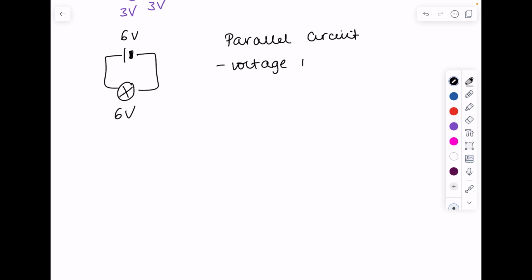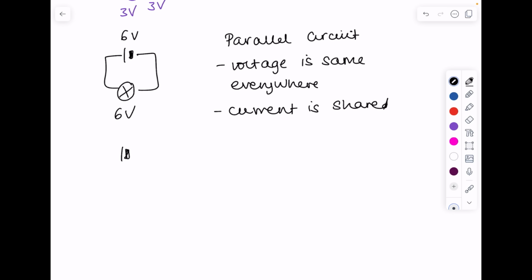This time the voltage is the same everywhere, whereas the current is shared between the components. So what does that mean? Well, we'll add another bulb in parallel, because after all, parallel means that it'll be on a separate branch. Because the voltage is the same everywhere, both bulbs receive 6 volts. So you will find that those bulbs stay nice and bright. Clearly the battery or the cell will run out faster.